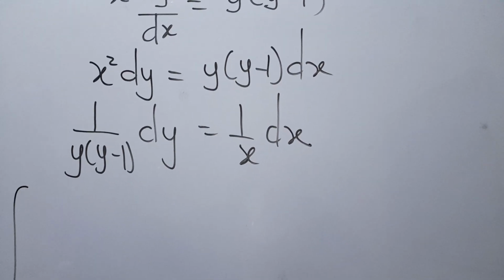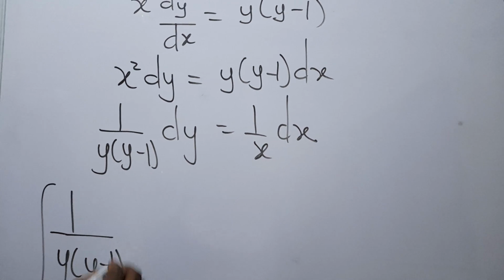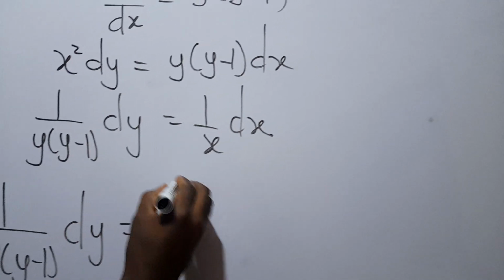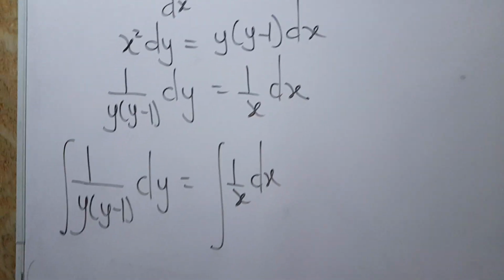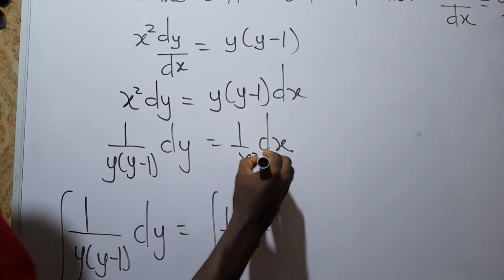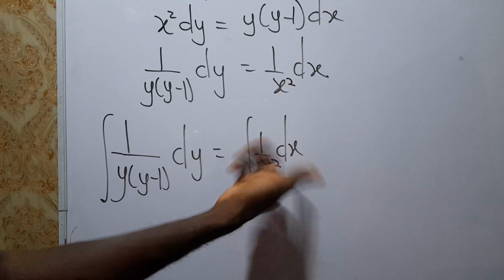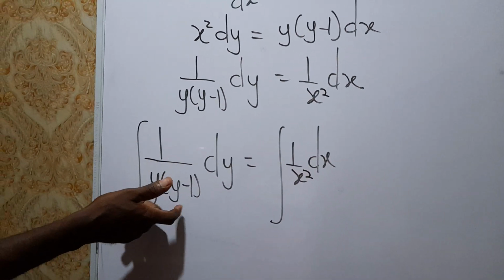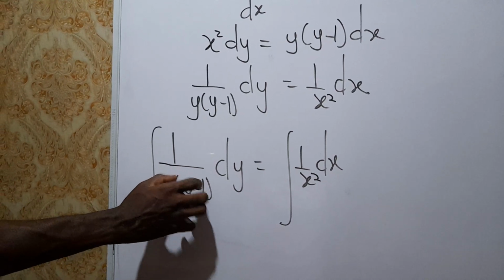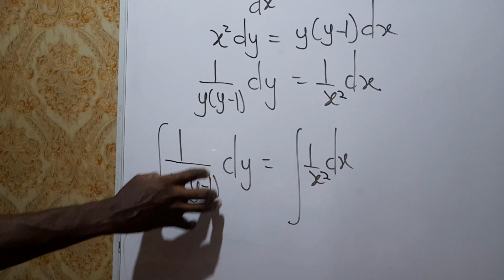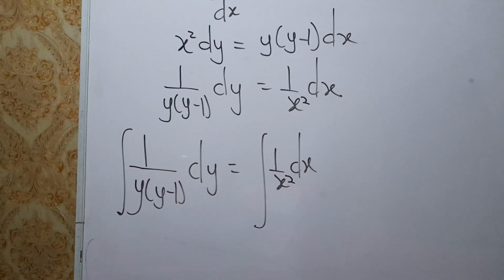So we can say that we integrate both sides, to get the integral of 1 over y bracket y minus 1 dy equal to the integral of 1 over x squared dx. Please, there is a square here, so x squared. Now, we can easily integrate this. What of this? You can't just easily integrate this. We need to pull out this and resolve this into partial fraction. After that, we integrate. So now let's learn how to resolve this into partial fraction.